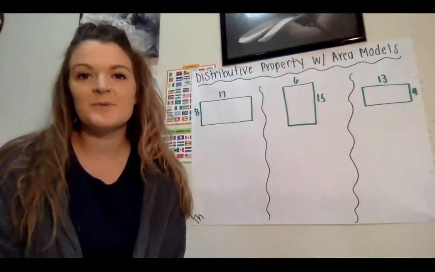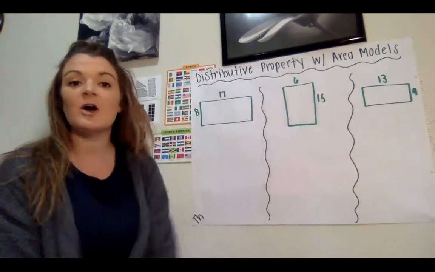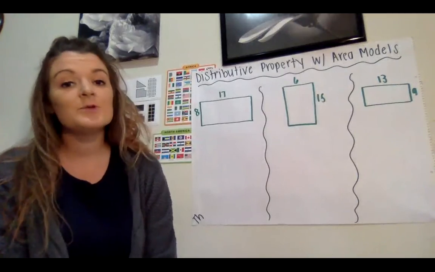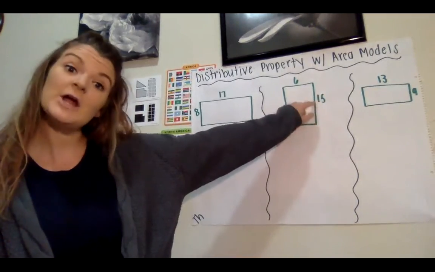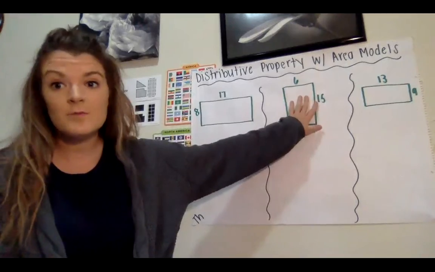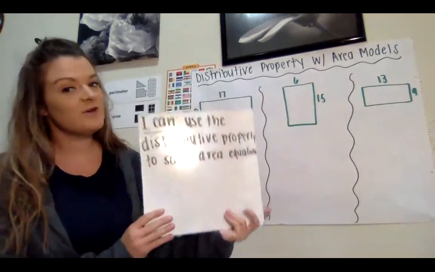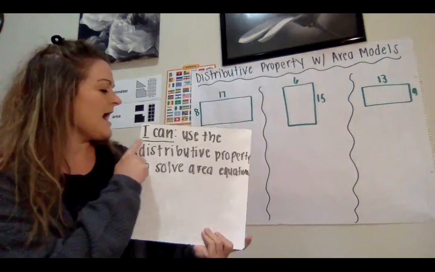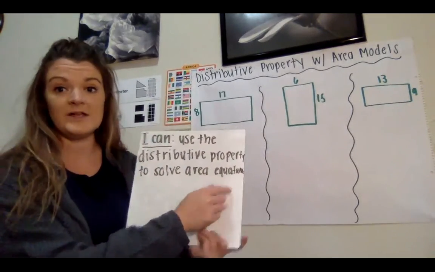Today, we're going to switch it up a little bit, and we are going to be talking about using the distributive property to help us with area models. In particular, we're going to be looking at area models where the factors are a little bit bigger, and we may not necessarily know the multiplication facts for how to find the area. So let's go ahead and look at our I can statement. I can use the distributive property to solve area equations.